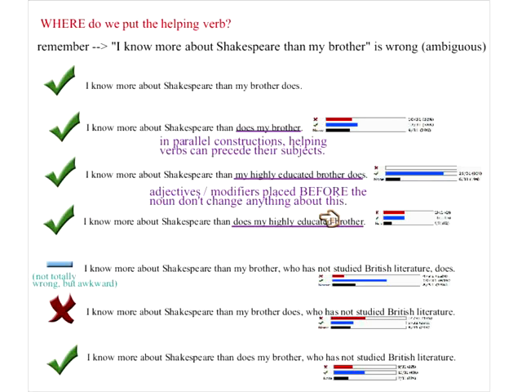Now, here's where it gets hairy. If you've got a following modifier, first of all, you don't want to separate a noun from a noun modifier. You can't place a verb between a noun and a noun modifier. So this is not a helping verb error. This is just something you can never do.